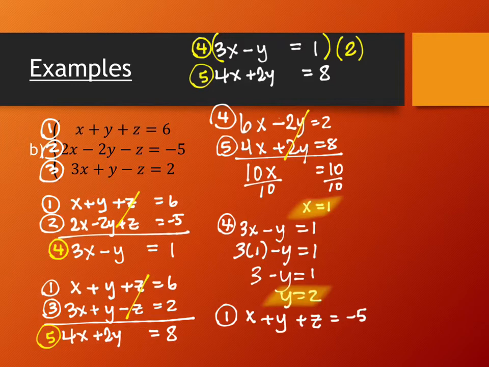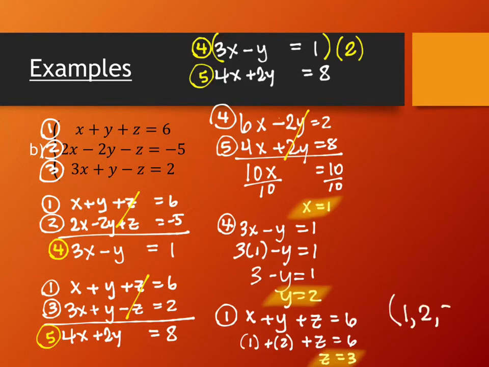So we had x is 1, y is 2. What's that? Did I write down wrong? Oh, I did. Thank you. 6. And it equals 6. So I have 1 plus 2 plus what does z have to be for this whole thing to equal 6? Z would have to be 3. So my answer as an ordered triple is x is 1, y is 2, and z is 3. All good?